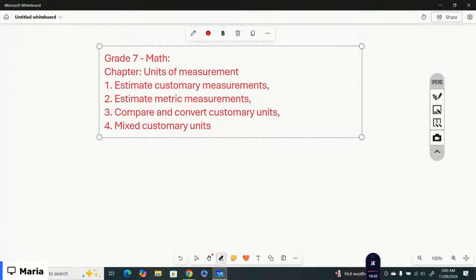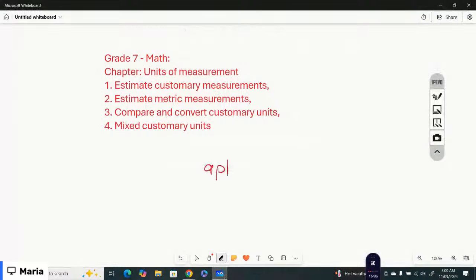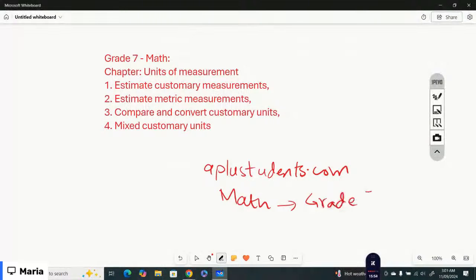We are here for grade 7 math. You can find all the lessons on aplusstudents.com. You have to log in there using your email address, and the password is provided by the administrator. Then you have to select math from the subject tab. Scroll down to grade 7 math and then click on view all lessons. There you can find the list of the chapters. We're going to start with the chapter units of measurement.